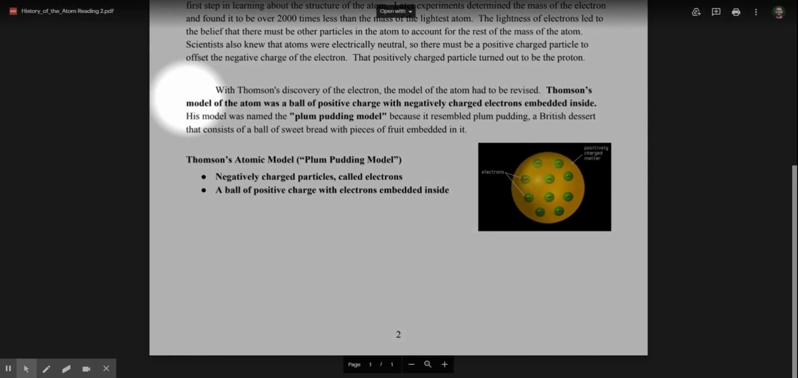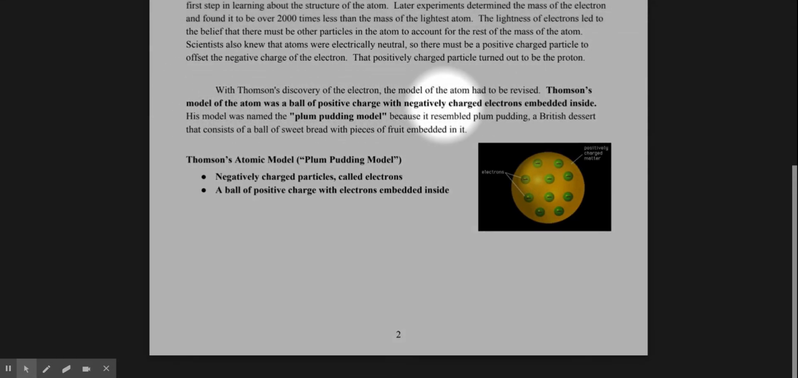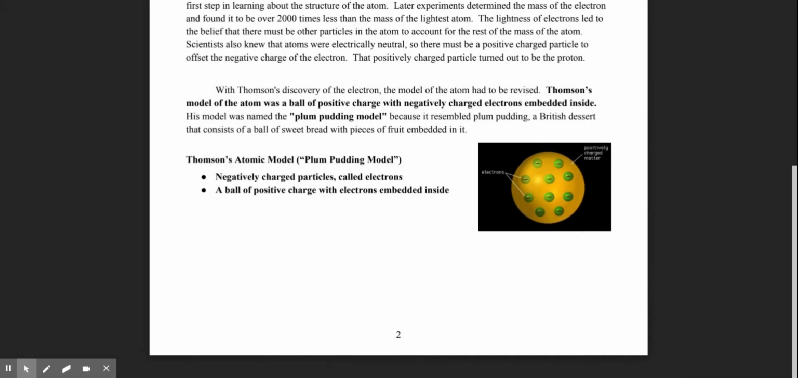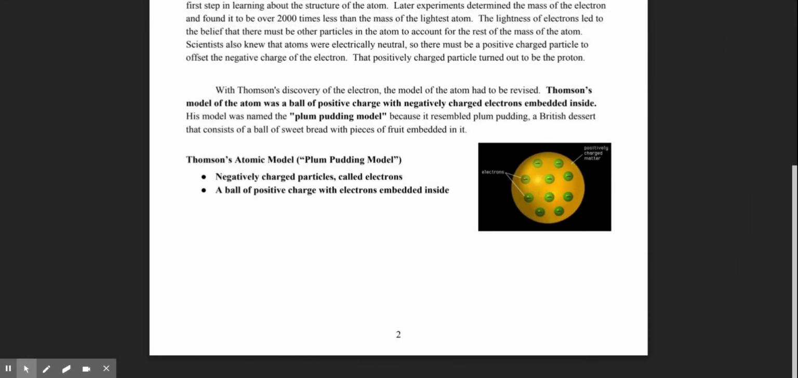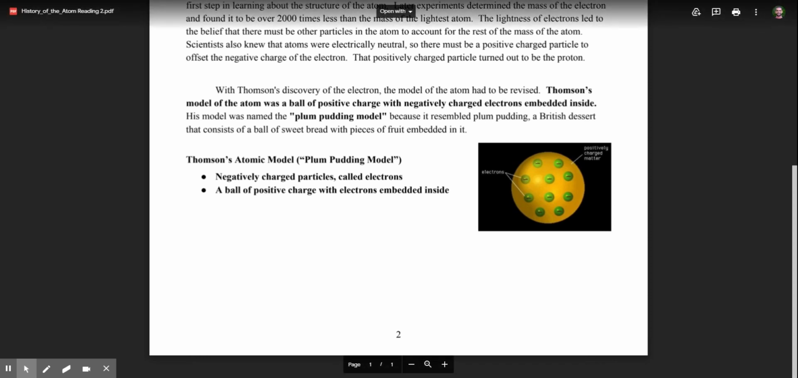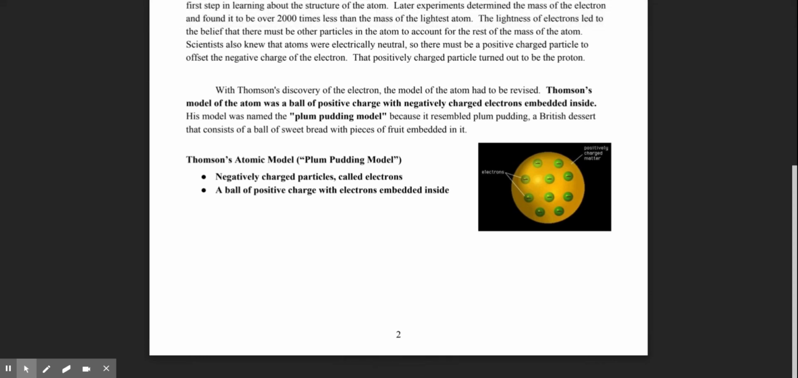Thomson's model of the atom was a ball of positive charge with negatively charged electrons embedded inside, like so. His model was named the plum pudding model because it resembled plum pudding, a British dessert that consists of a ball of sweet bread with pieces of fruit embedded in it.